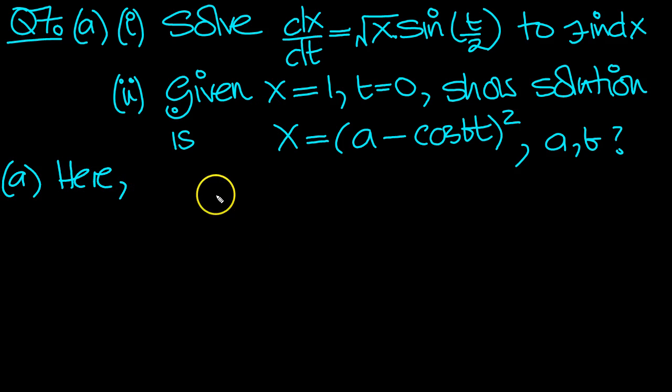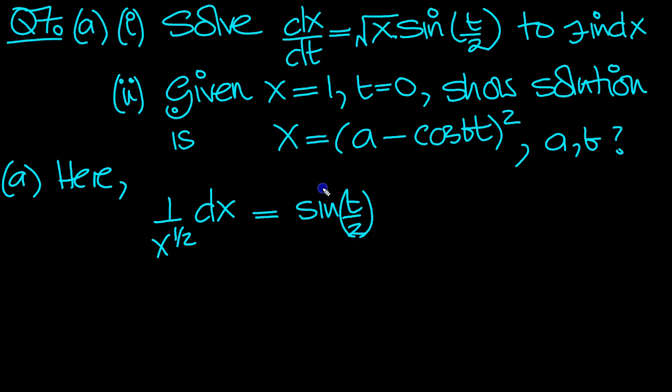Separate the variables and integrate. Leave the dx as is. The x to the half, which is square root x, moves down below on the other side to divide, doesn't it? So that's the x separated out. The sine t over 2 can stay as is. The dt can come up to the other side to be with it. So separating the variables and integrating gives this.